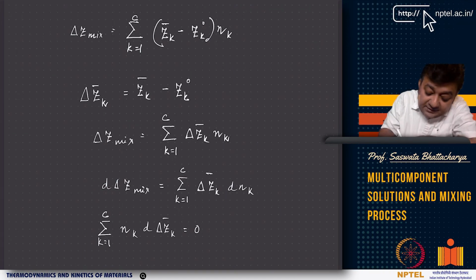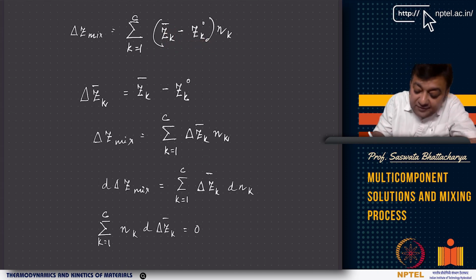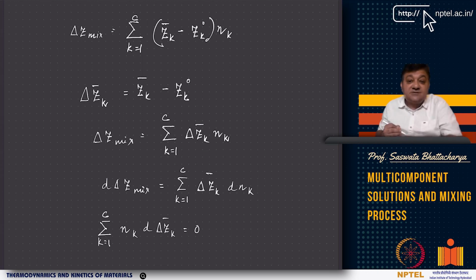And Z minus Z0 gives me delta Z. So delta Z mix, as you can see here, is again Zk bar, the partial molar property of component k, minus the molar property of the pure component k. The difference between them is multiplied or weighted by nk, and summed over all components, it gives me the delta Z mix.